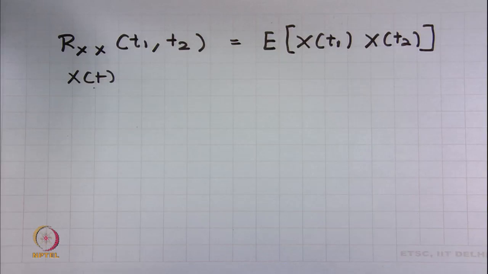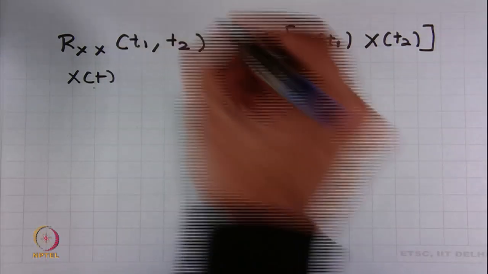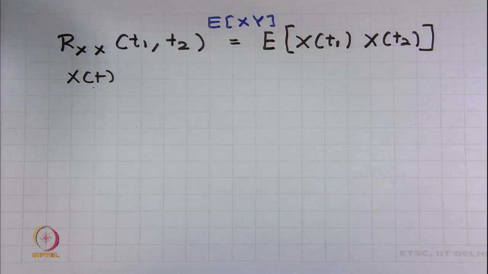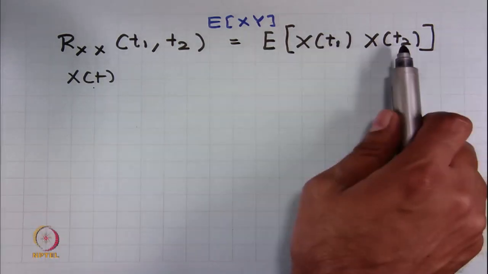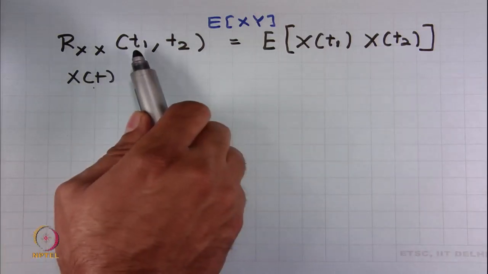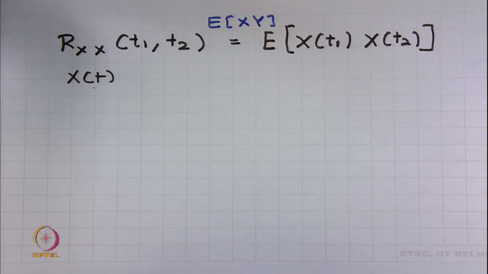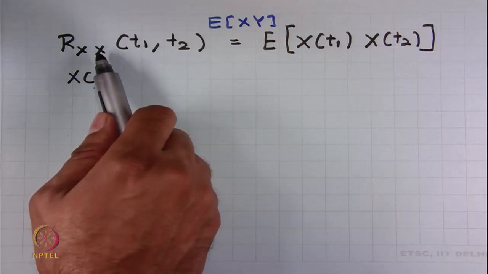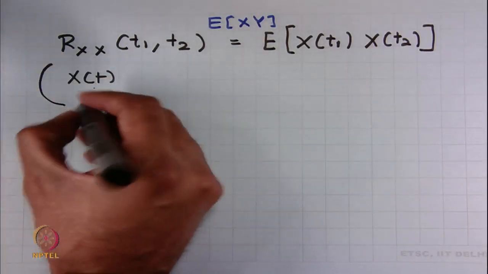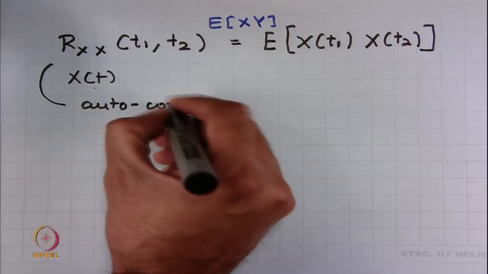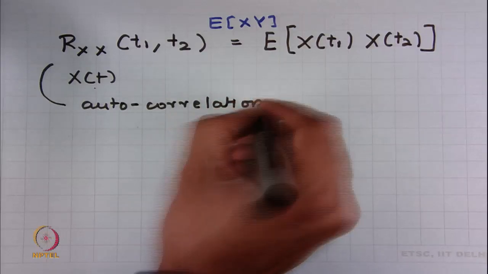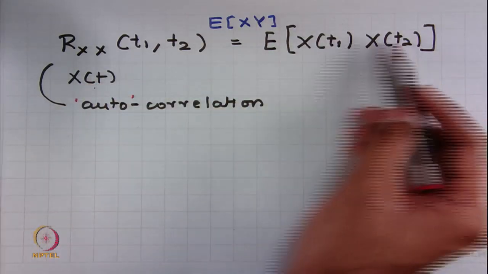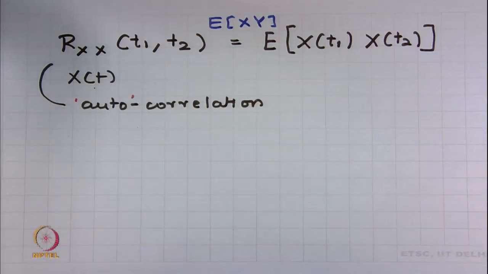Remember, we have defined that the correlation is nothing but finding the expected value of the product of two random variables. Here in this case, we are obtaining the two random variables by looking at a process at time instance t1 and at time instance t2. And because these two random variables are formed by sampling the same random process, this is also referred to as autocorrelation. So, auto specifies that the random variables are obtained by sampling the same random process.